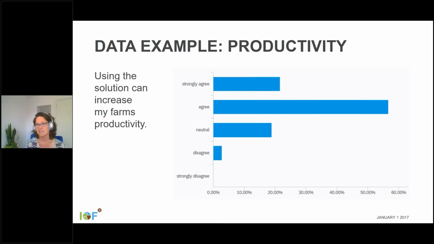Just to show you another example of what kind of data you can get using Qualtrics. For example, we asked our end users, using the solution, can it increase your farm's productivity? And in this case, you can see that strongly agree is over 20% and agree is over 50%. So a large majority of the respondents actually think that it can increase the farm's productivity, which is good news.